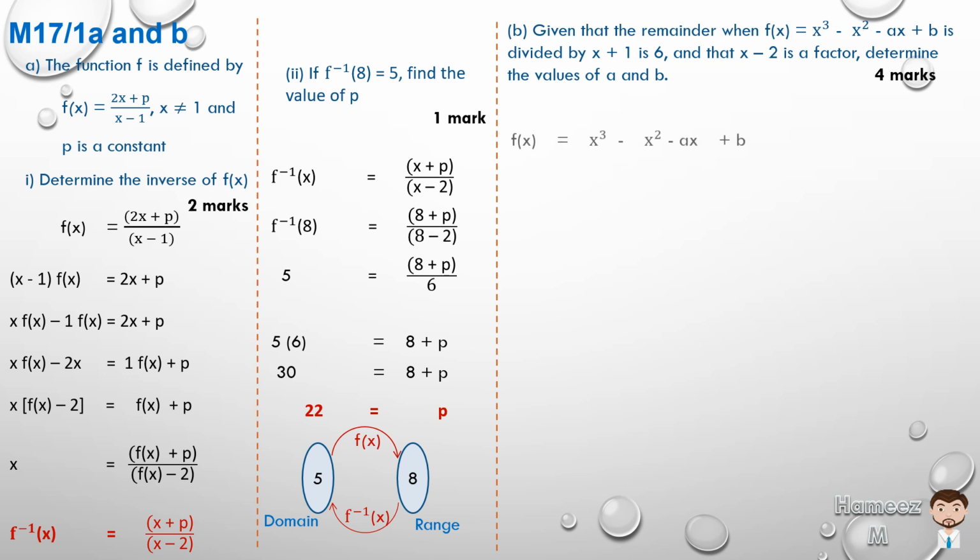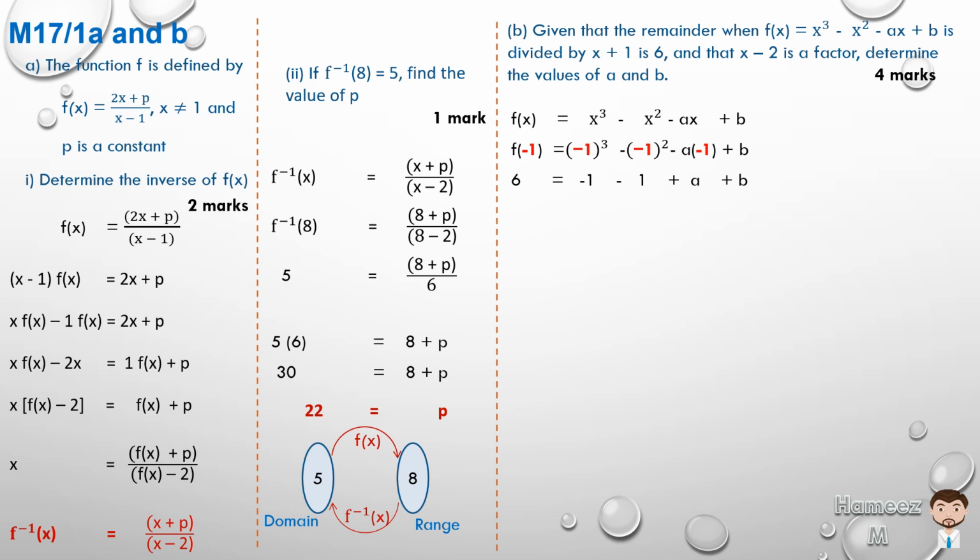So let's begin. f of x is equal to, let's rewrite the formula. x plus 1 is a divisor, so we can use f of minus 1. And if we substitute that, we're going to get minus 1 cubed minus 1 squared minus a times minus 1 plus b. And we know f of minus 1, we know that the remainder is 6. So 6 is equal to minus 1, minus 1 squared is 1, so that's minus 1. Minus a times minus 1 is a plus b.